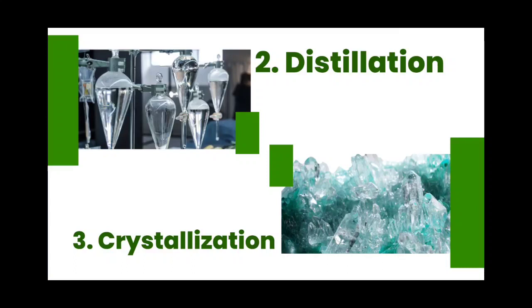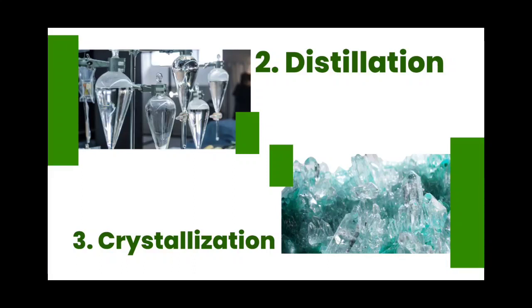Batch distillation is used when small quantities of a product are required. In this process, the liquid mixture is heated in a still until it boils. The vapor is then condensed and collected in a separate container.